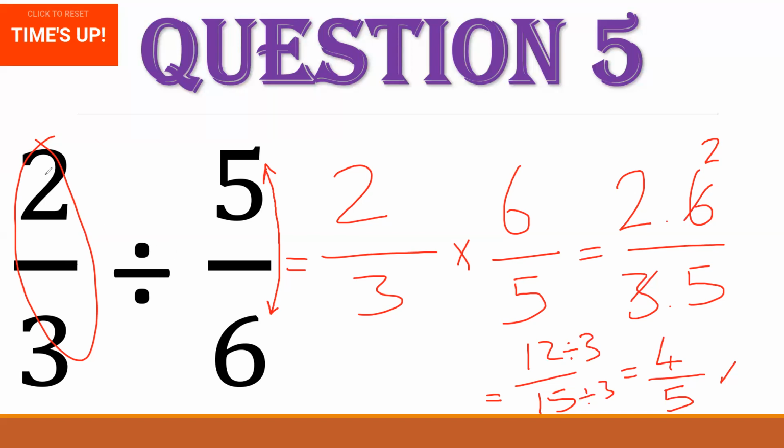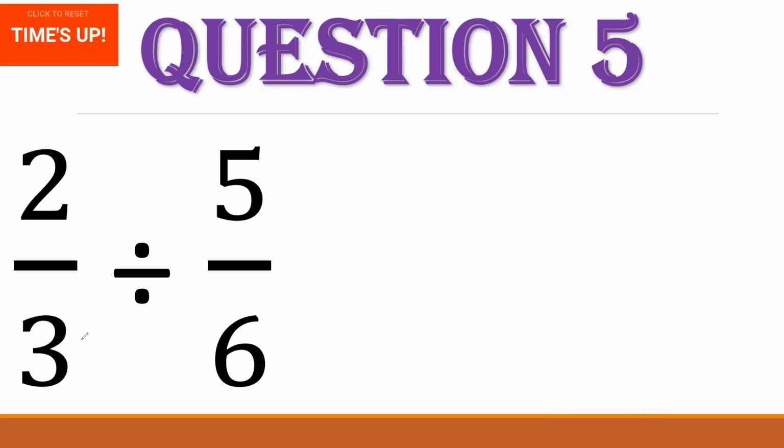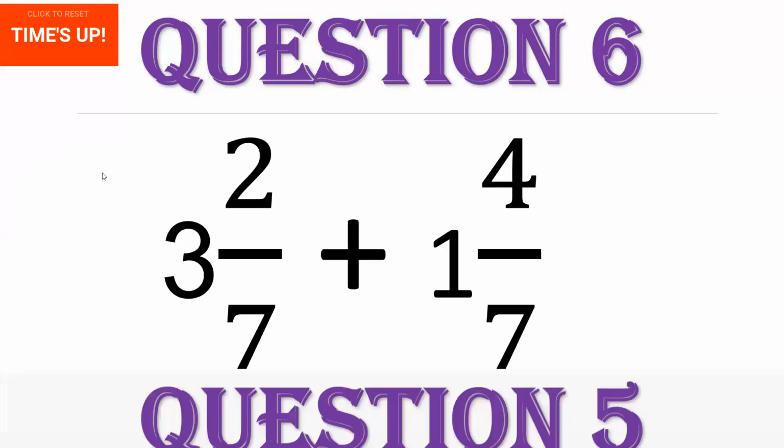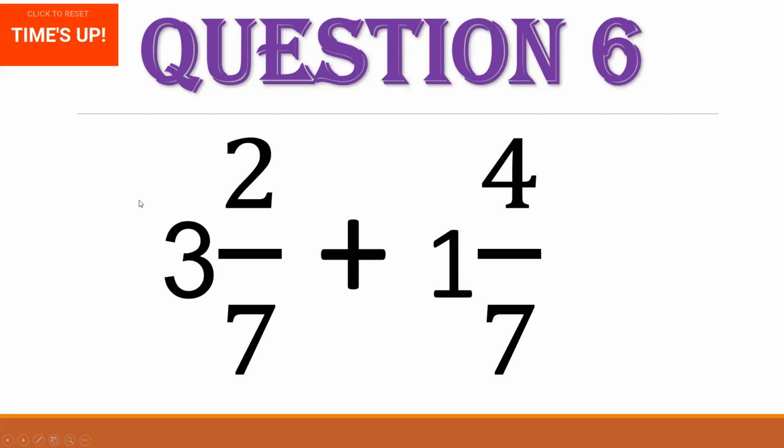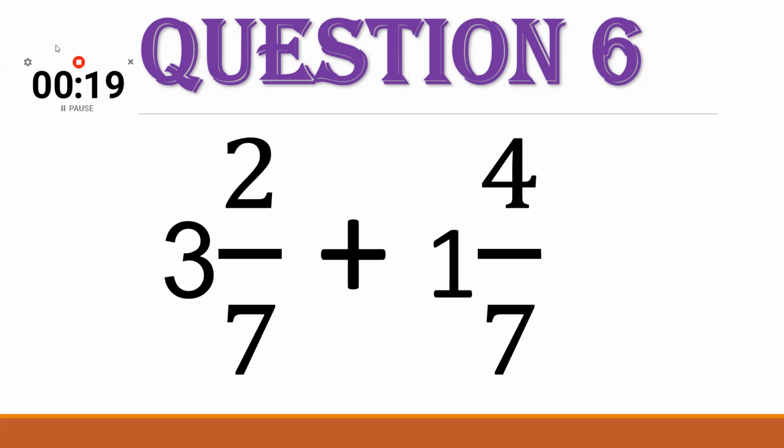For these questions, you just write 2 over 3 same, and then you just swap 5 over 6, writing 6 over 5. And multiply them. That's it. If it's possible to simplify, please simplify them. Let's continue with next question. Now let's see what we have. Okay, another addition question. We are adding these two numbers, common fractions now. So 20 seconds starts now.